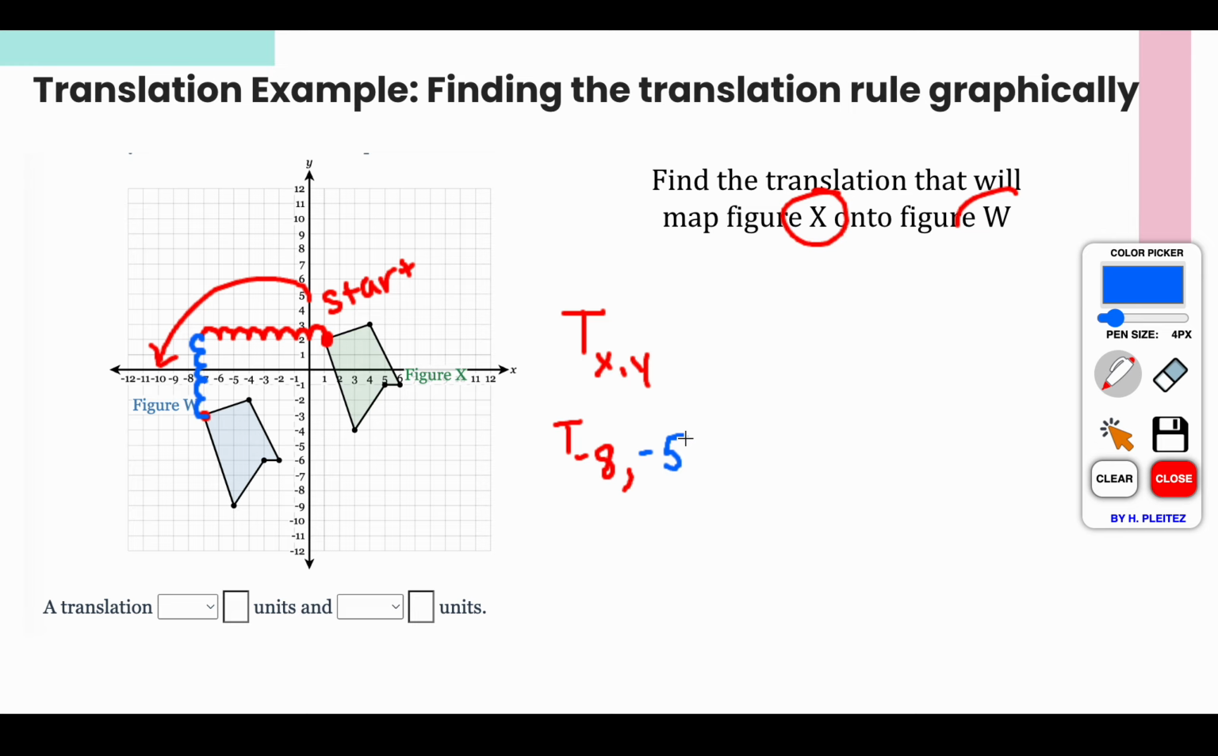Now this would be so different if it said let's map figure W onto figure X. We would be starting over here, so then our signs would be different. We'd be going up 5 and to the right 8, which would change the signs of these translations. But since we are mapping figure X onto figure W, this is our translation rule. This translation rule applies to all of the other points as well.